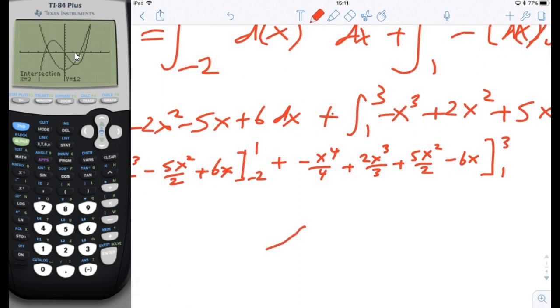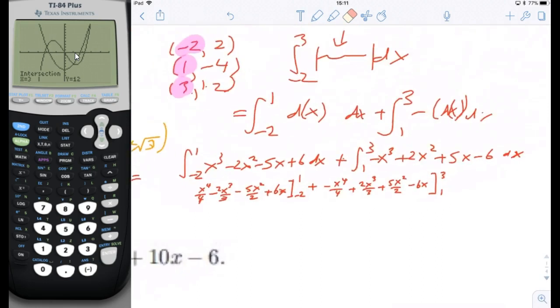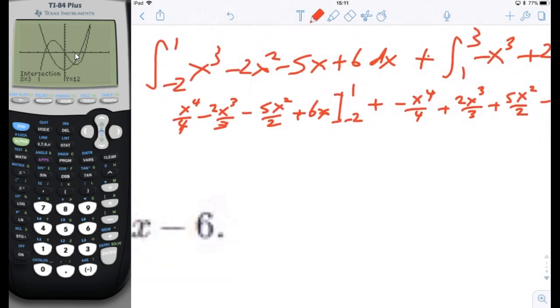So we're going to do two separate integrals here. And let's see. So this will be 1/4 minus 2/3 minus, I'm just putting in 1 for everything, right? Minus 5/2 plus 6. And then I'm going to subtract. I'm going to put -2 into everything now.